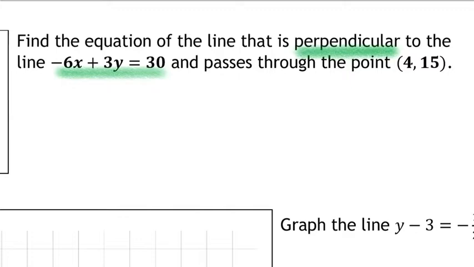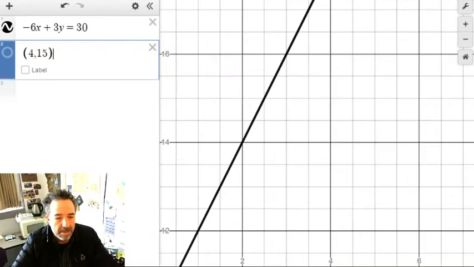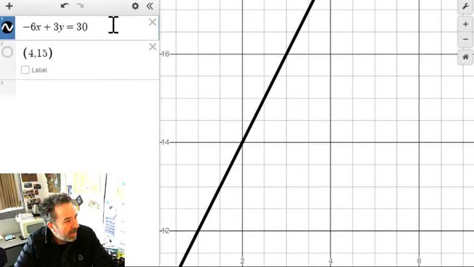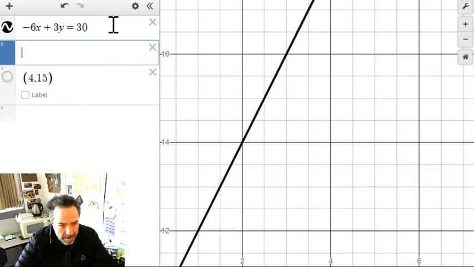if I wanted to, I think I already set this up in Desmos. If I wanted to, I could graph that directly in Desmos. It would look like this. This is negative 6x plus y to the third equals 30. And probably that's not the way that I would want to leave that. If I was trying to figure out what the slope of that line is, I would want to rewrite it in slope-intercept form. So let's do that.